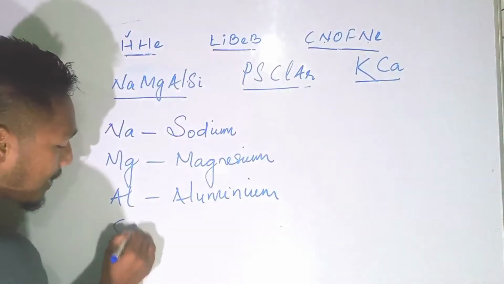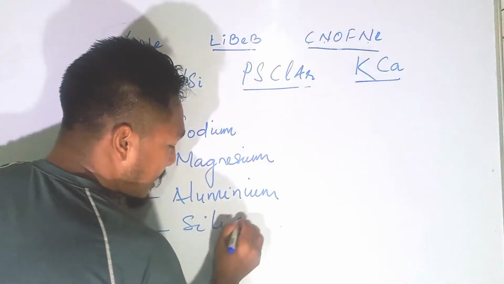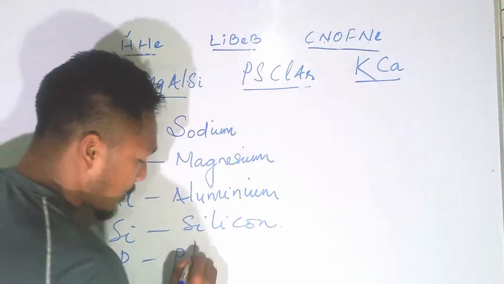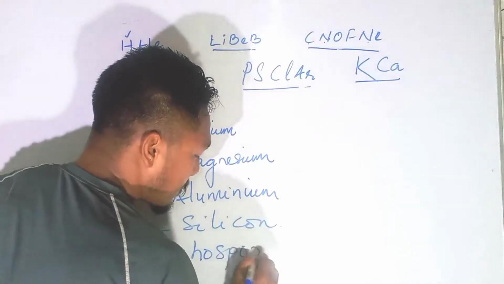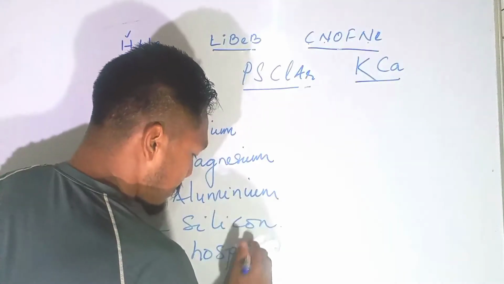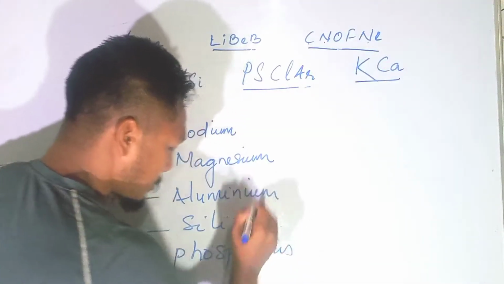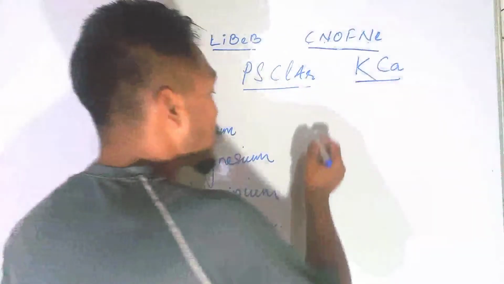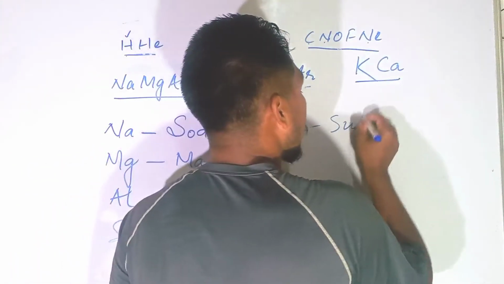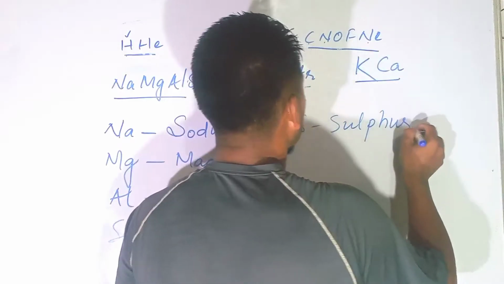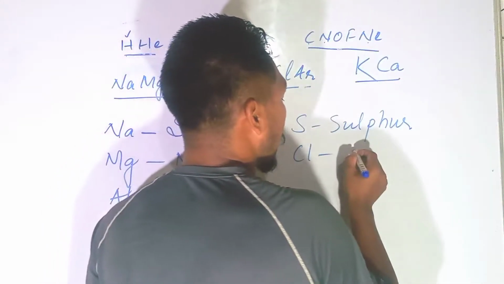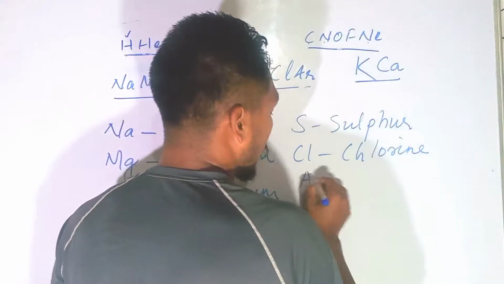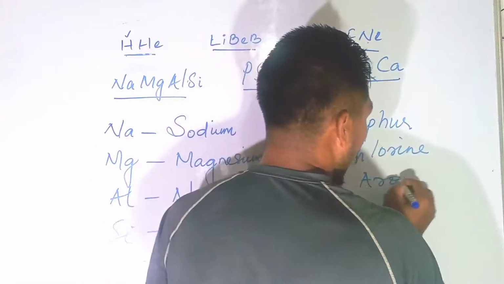Si is what? Silicon. P is what? Phosphorus. After that, S is what? It is sulfur. Cl is what? Chlorine. Ar is what? Argon.